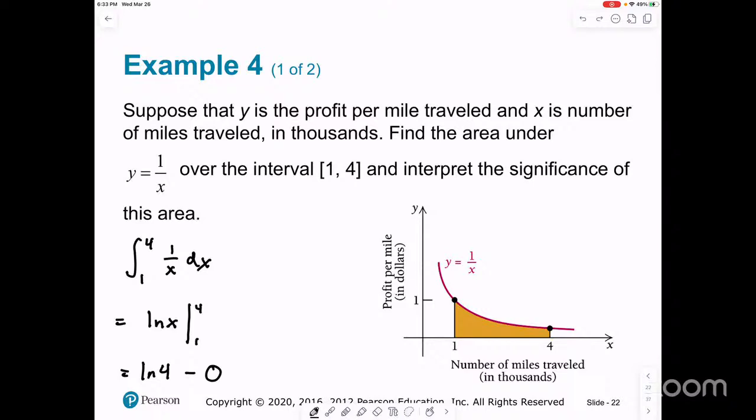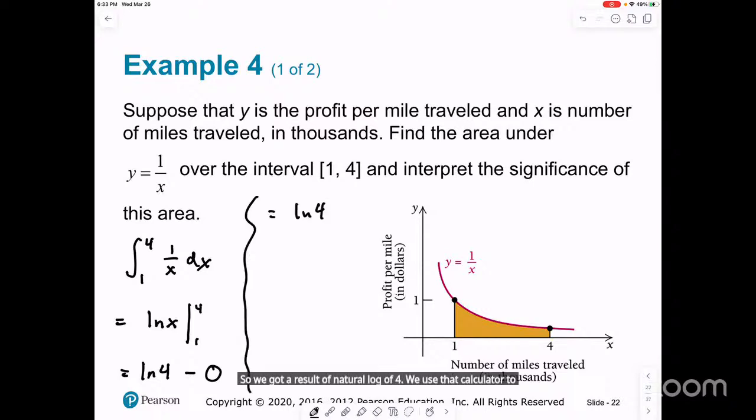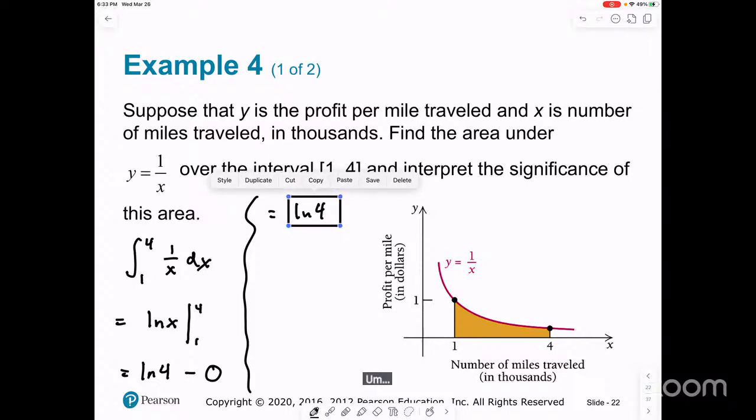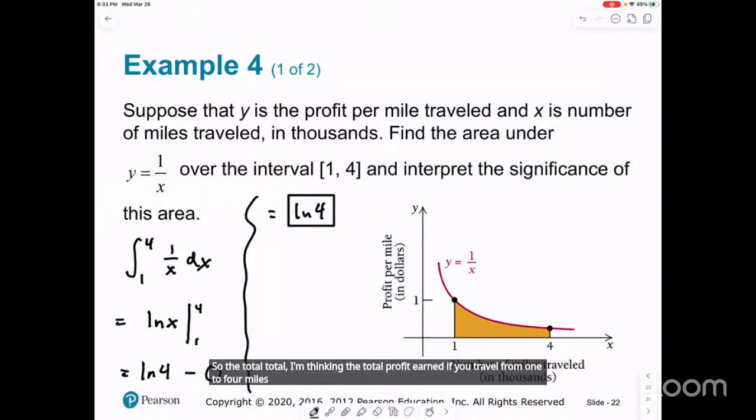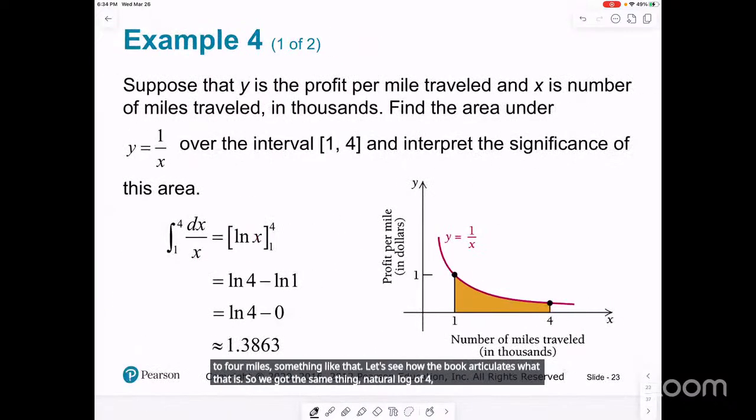So we got a result of natural log of 4. We use our calculator to get an approximation. So the total, I'm thinking the total profit earned if you travel from 1 to 4 miles, something like that. Let's see how the book articulates what that is. So we got the same thing, natural log of 4. Use your calculator to crunch that number.